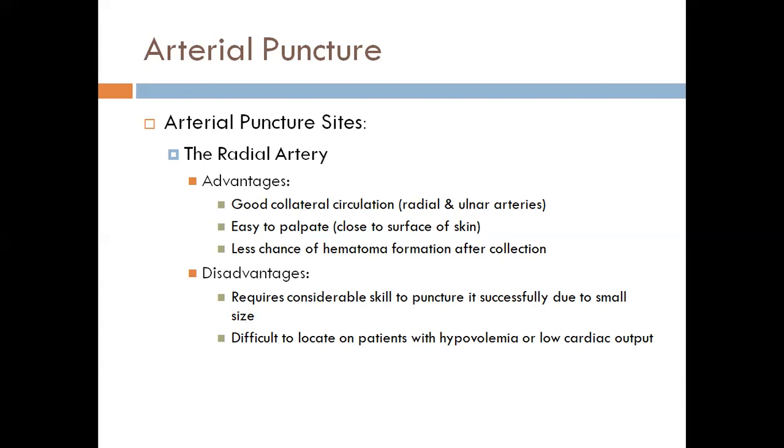That's why it requires considerable skill. Okay, whenever we use this as our site for arterial puncture, another disadvantage is that it's difficult to locate on patients with hypovolemia or low cardiac output. So minsan, hindi natin maiiwasan na makaka-encounter ka ng patient na may mga low cardiac output or that so-called hypovolemia. So struggle is real when performing arterial puncture, choosing your radial artery as the site of puncture.